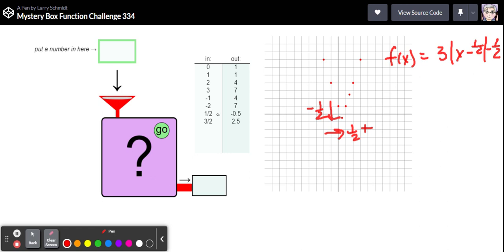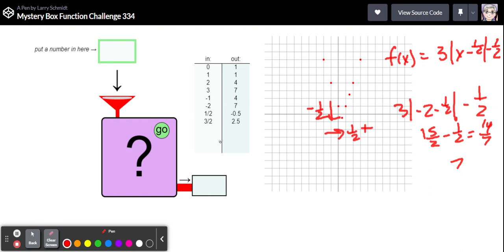Maybe we should test this. Let's put in a negative 2, for example. So that would be 3 times the absolute value of negative 2 minus 1/2 minus 1/2. All right, so negative 2 minus 1/2. Well, we can think of 2 as 4/2. So this would be negative 5/2. But we take the absolute value of that and we get 5/2 times 3 would be 15/2. Minus 1/2 would be 14/2. That is 7. Aha, that's exactly what we get there.